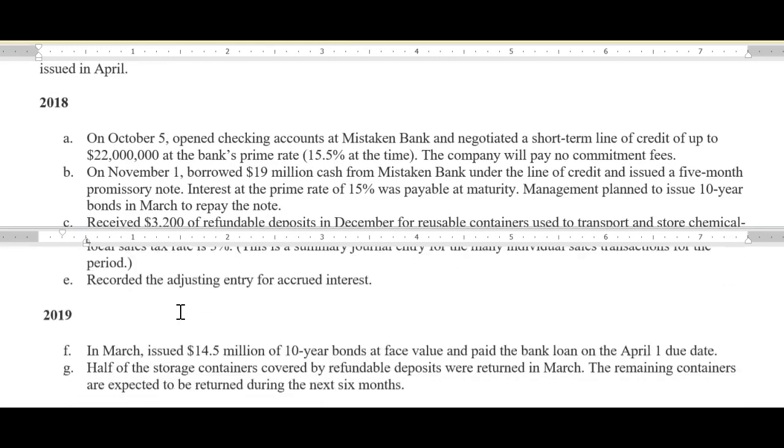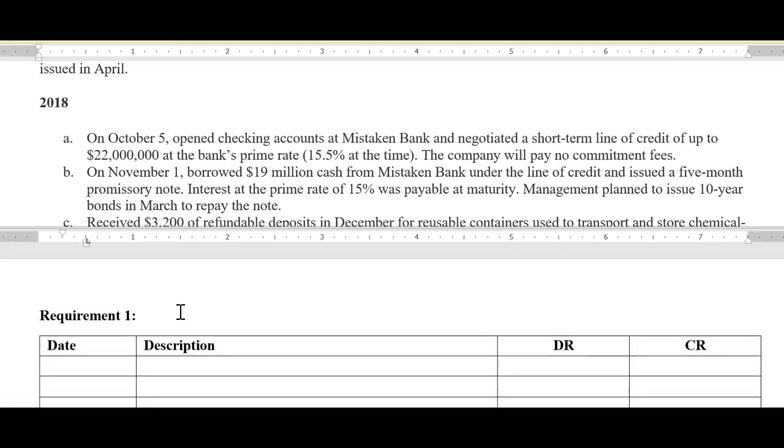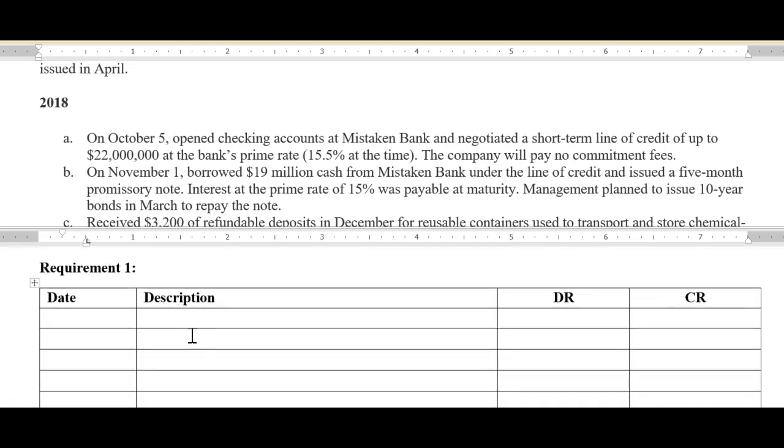So in 2018, on October 5th, they opened a checking account at Mistaken Bank and negotiated a short-term line of credit up to $22 million at the bank's prime rate, 15.5% at the time. The company will pay no commitment fees. So on October 5th, what entry would we need to do to show this line of credit?